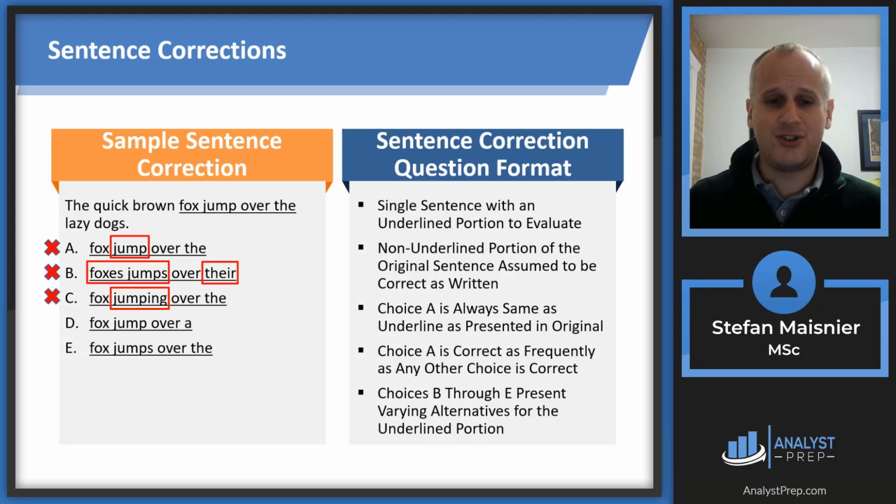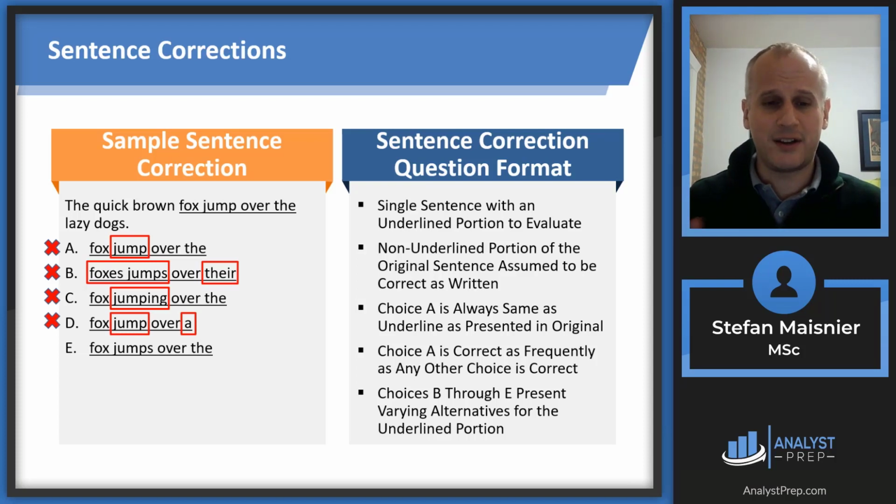Then choice C changes the verb once again to "jumping," and if we've got the quick brown fox jumping over the lazy dogs, that's just describing the fox, and we've actually lost our primary verb for the entire sentence and have thus created a fragment. So choice C would be eliminated here as well.